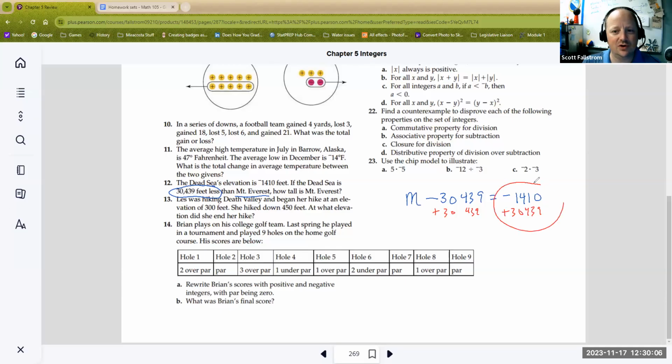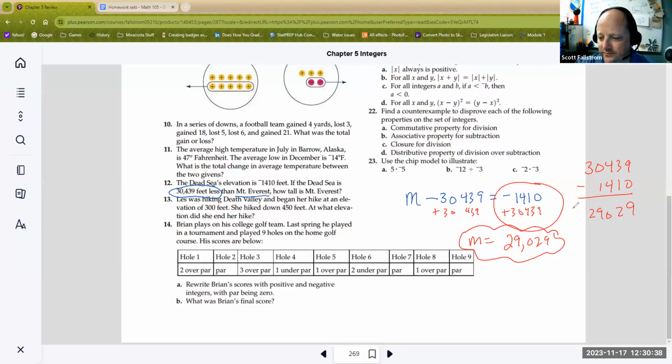When you look at this expression, I have a negative number added to a positive number. Because the signs are different, I would be calculating the difference between the two numbers, doing subtraction. Off to the side, I could just do 30,439 minus 1,410. The sign would be with the larger absolute value, in this case positive. So 29,029 would be the height of Mount Everest. There we go. All right, we'll move on to the next one.